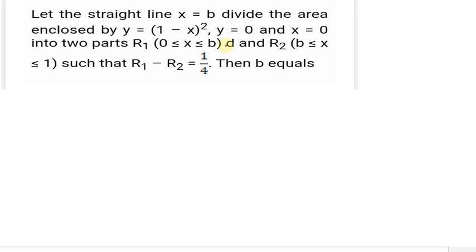So let's continue with this question here as of now. This question says: let the straight line x equal to b divide the area enclosed by y is equal to 1 minus x square, y is equal to 0 and x equal to 0 into two parts, R1 which is from 0 to b and R2 which is b to 1, such that R1 minus R2 is equal to 1 by 4, then b equals.